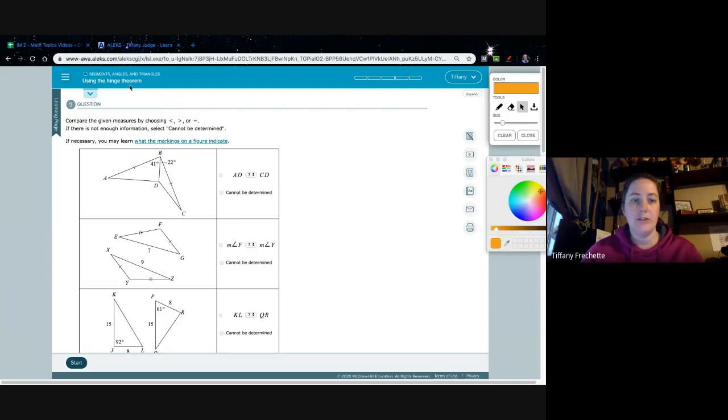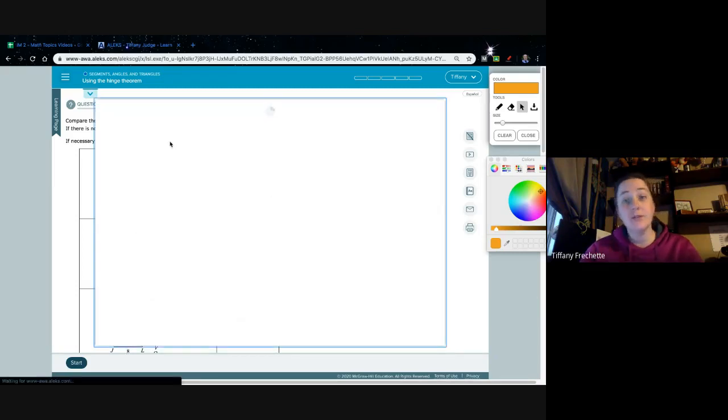Using the Hinge theorem. All right, so first we're going to need to figure out what is the Hinge theorem. So the question says compare the given measures by choosing less than, greater than, or equal to. If there is not enough information, select cannot be determined. If necessary, you may learn what the markings on a figure indicate.